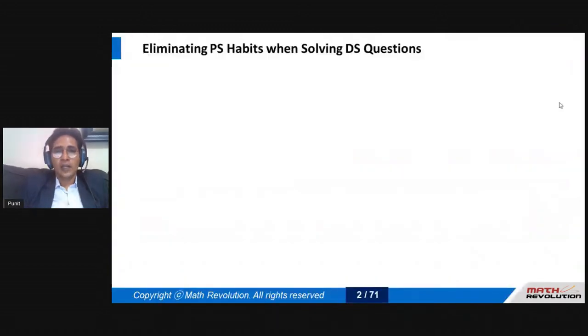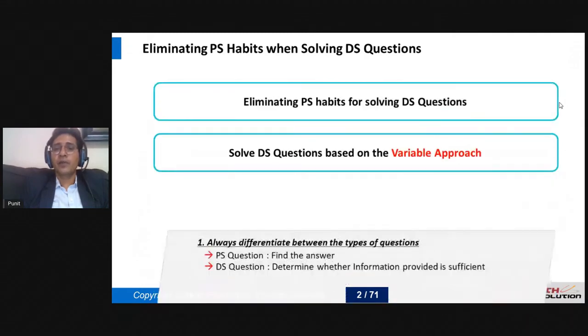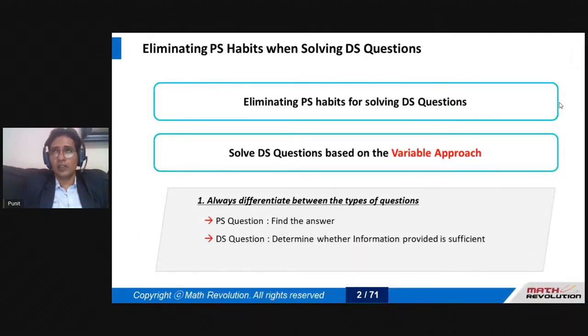Once we go ahead with this, the first thing is: never ever combine the PS and the DS questions. We have this habit of solving a lot of MCQs and PS questions, and at times we apply the same sort of strategy to solve the DS questions, and we end up making an error. So this is one of the fatal errors that we always make. Always be very sure about it.